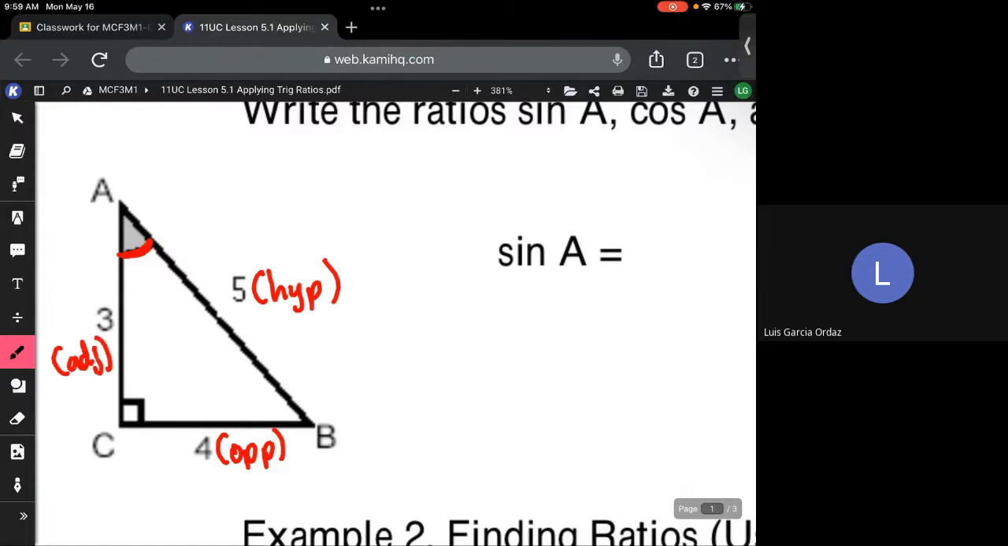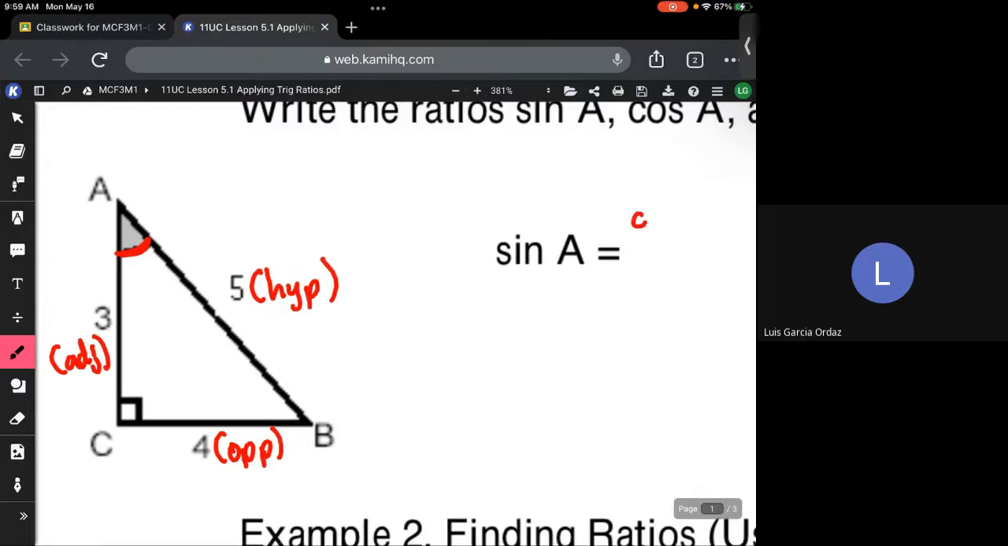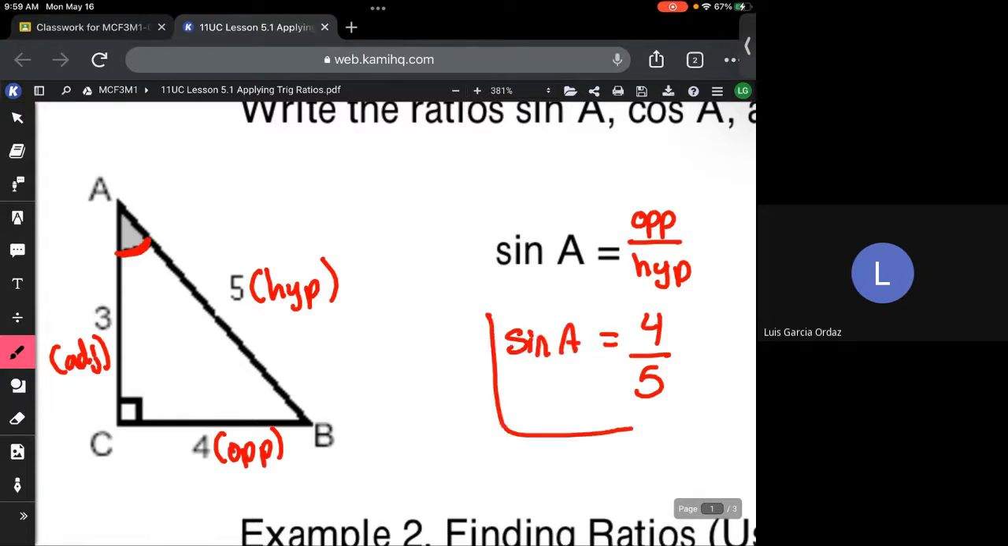So sine A is equal to opposite over hypotenuse. So we know my opposite side measures 4 and my hypotenuse is 5. So we can just say that sine A is equal to 4 over 5.